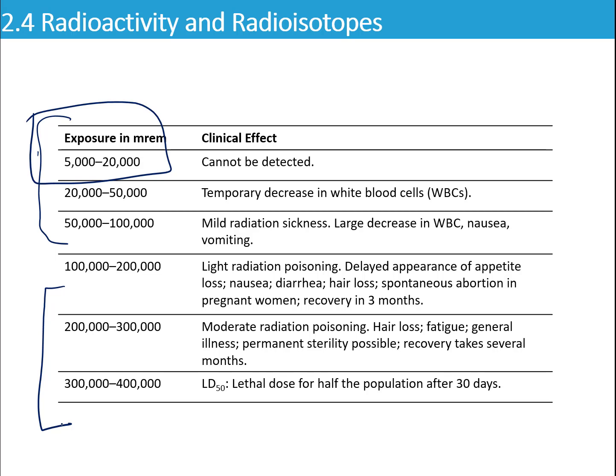But reading through some of the effects, loss of pregnancy can occur because high levels of radiation can cause lethal damage to a developing embryo. You can end up with hair loss and fatigue, like what you see in a patient that's undergoing chemotherapy or radiation treatment. It can cause permanent sterility.